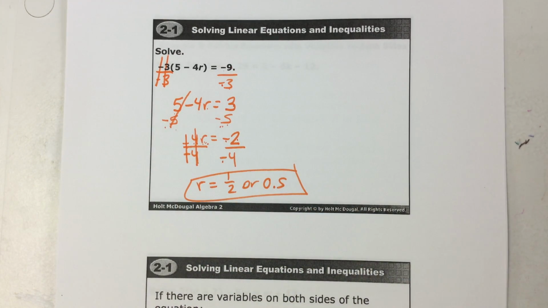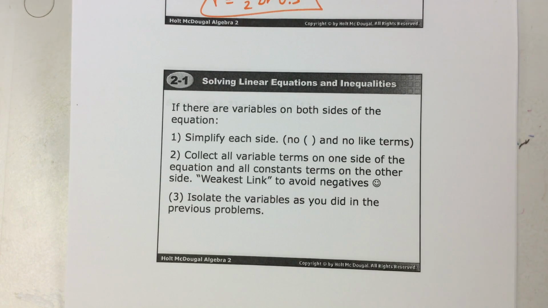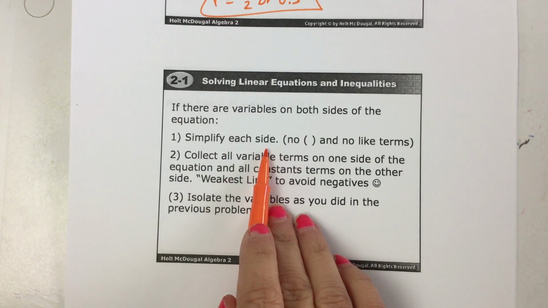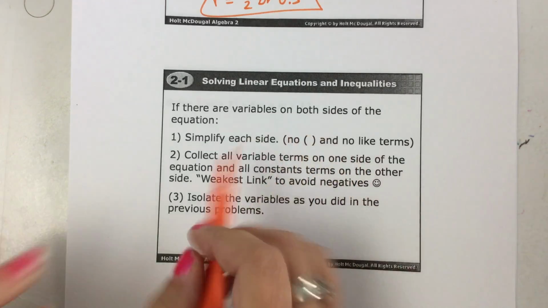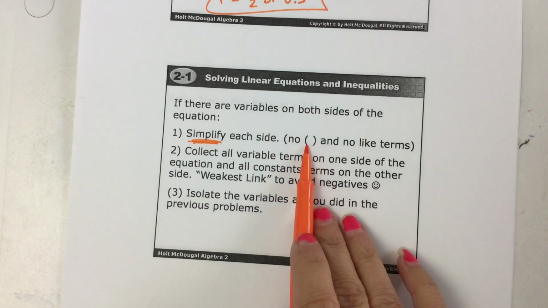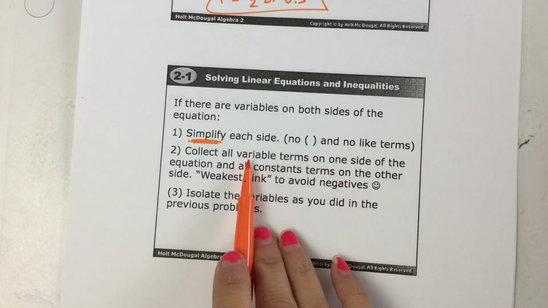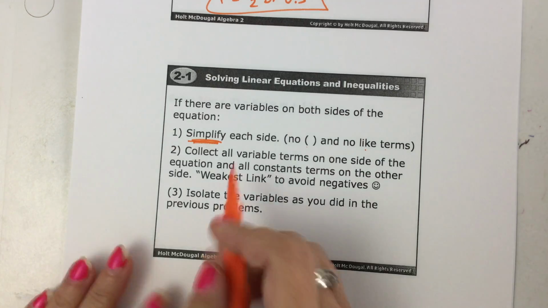Okay, next idea. If you ever have variables on both sides, you simplify each side. Okay, so go one side at a time. Make sure you have no parentheses and no like terms. Simplify, that's something that we talked about in chapter 1. Okay, one side at a time. Get rid of parentheses, combine like terms. Then you want to get all of the terms, the variable terms on one side of the equation.